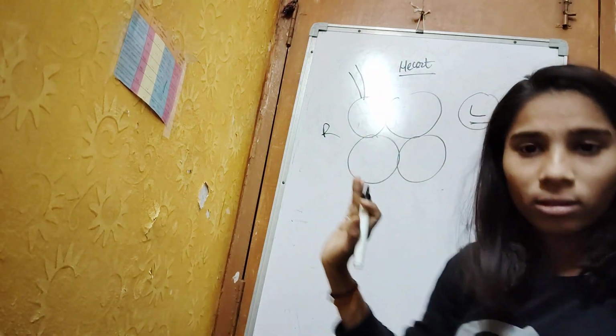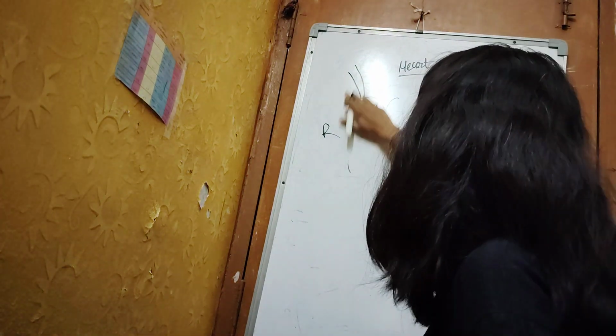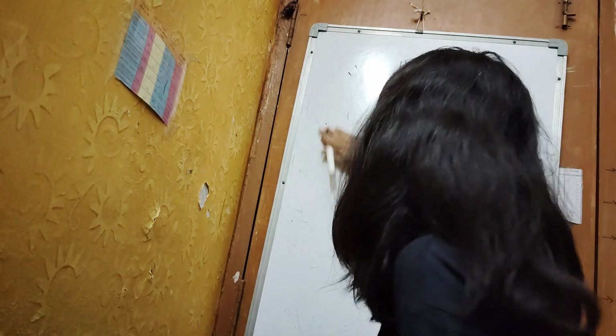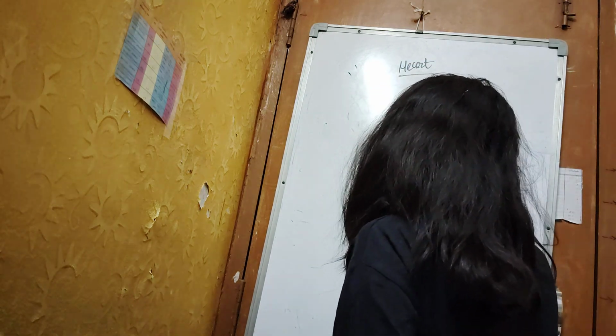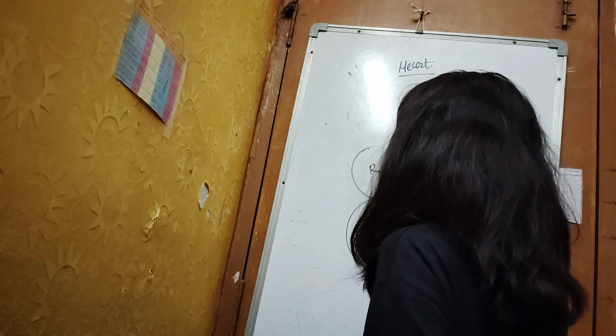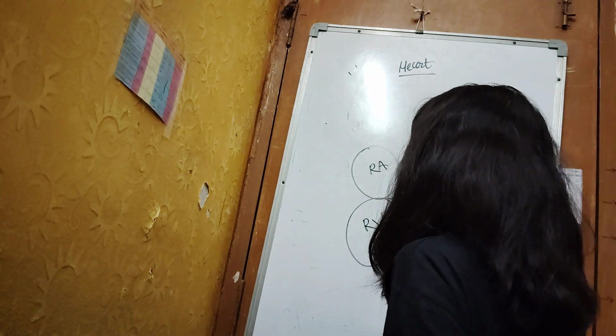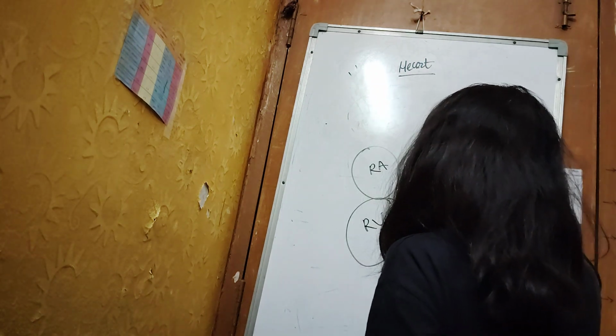Slide downwards. Okay. Now these are our four chambers, right? This is the right atrium, right ventricle, left atrium, left ventricle.